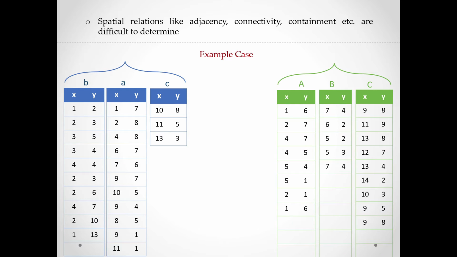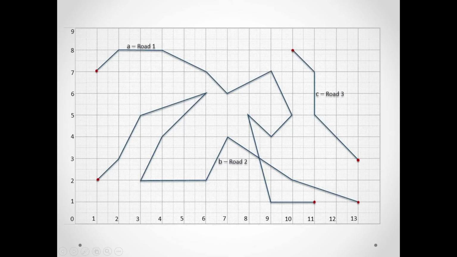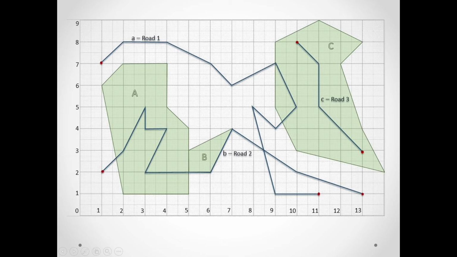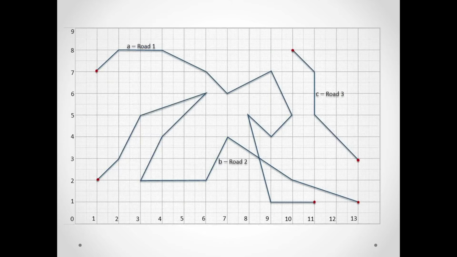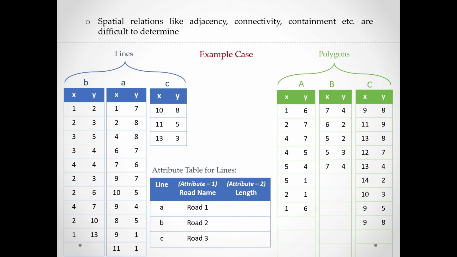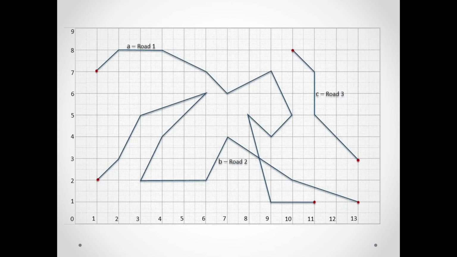Spatial relations like adjacency, connectivity, containment, etc. are difficult to determine. Take this example. There are 3 roads, road A, B and C, and there are 3 polygons A, B and C. We can see that the polygons as well as the roads intersect with each other at many places. But in this spaghetti model, we don't have any clue about their adjacency, connectivity, and containment. So it is difficult to determine through this spaghetti data model.